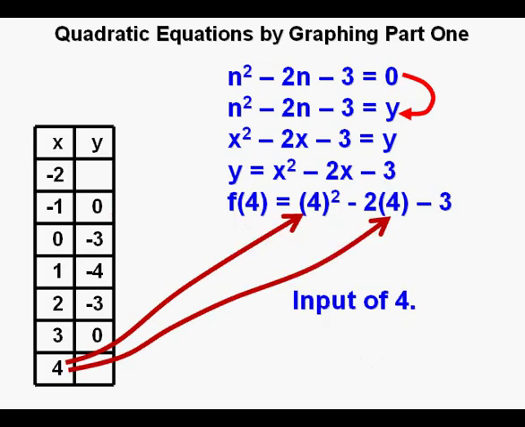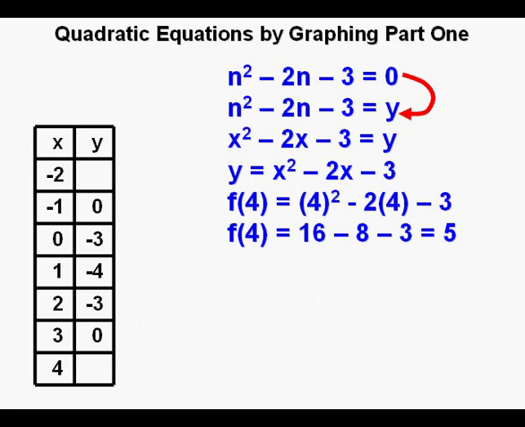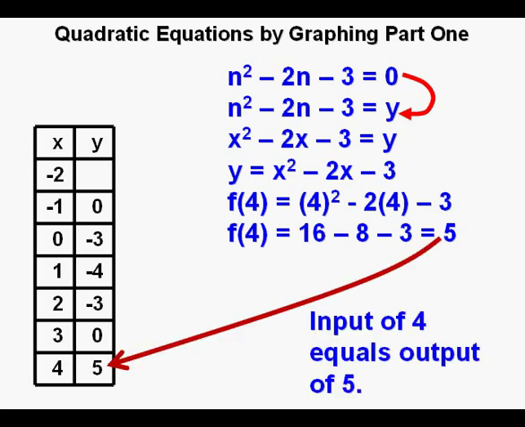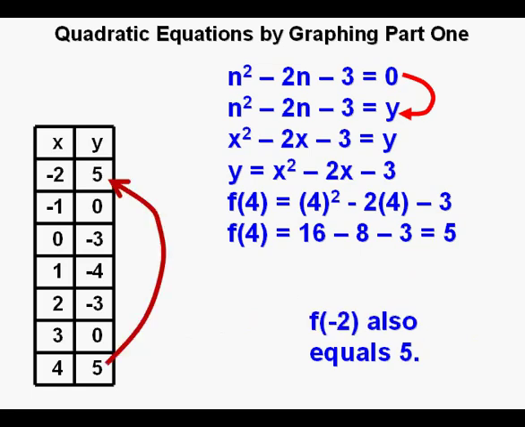And finally, we input 4 to get the table filled in, and that would be f of 4 equals 16 minus 8 minus 3 equals 5, which takes its place in the table next to the input value of 4. And because of symmetry, f of -2 is also equal to 5.